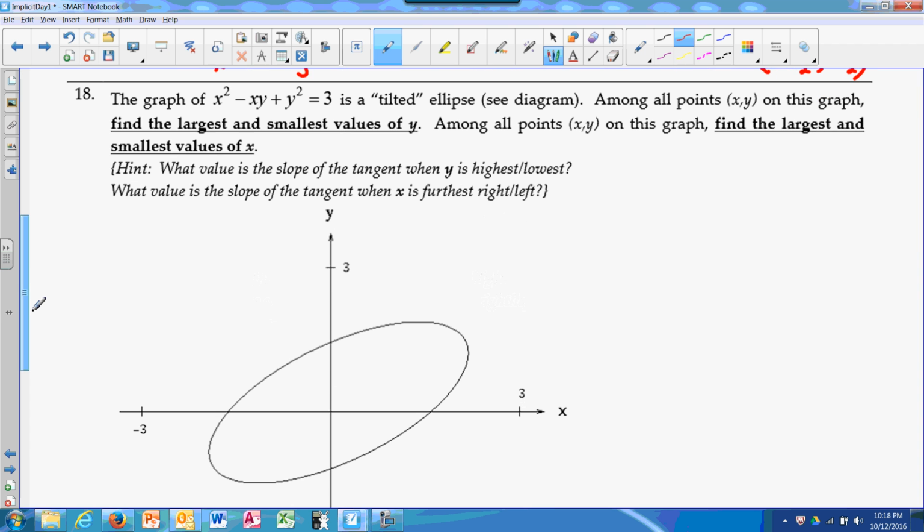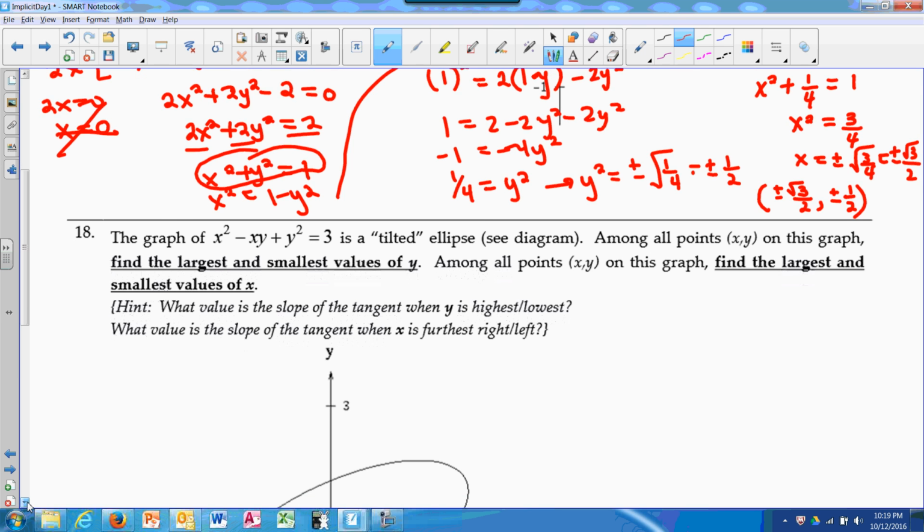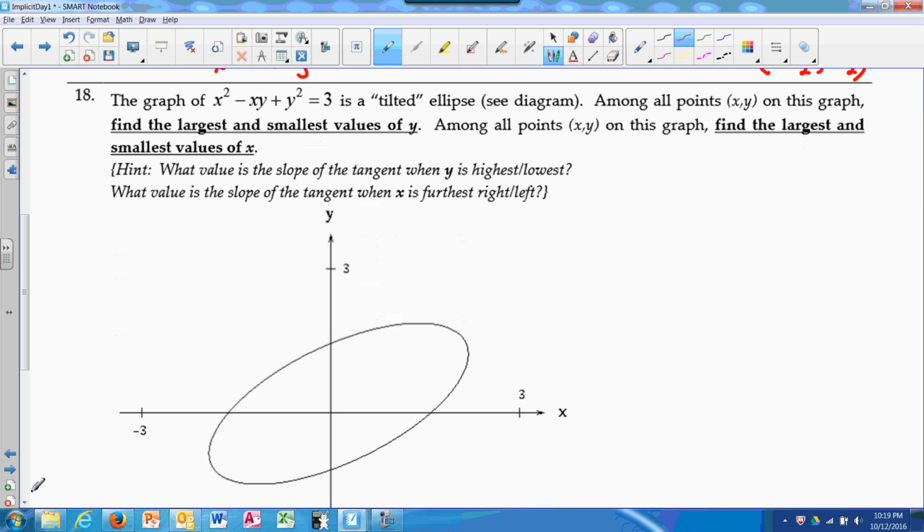Okay, for this last problem, we have a tilted ellipse. Among all the points on this graph, find the largest and smallest values of y, and then the largest and smallest values of x. So let's think about where that would be.